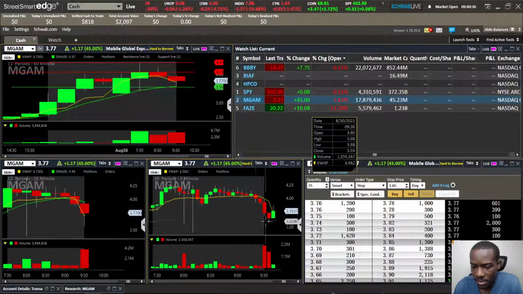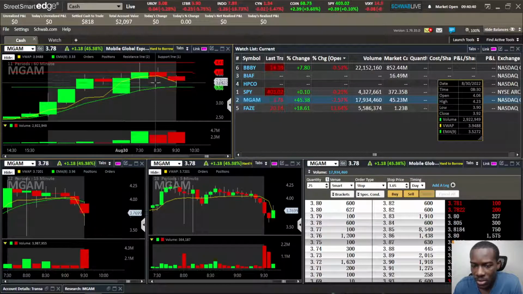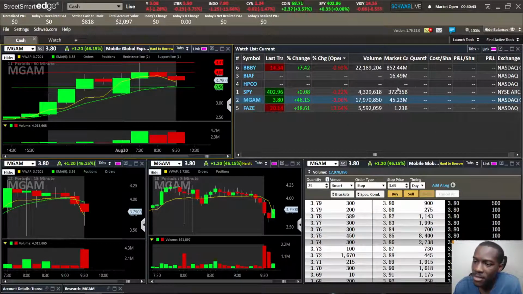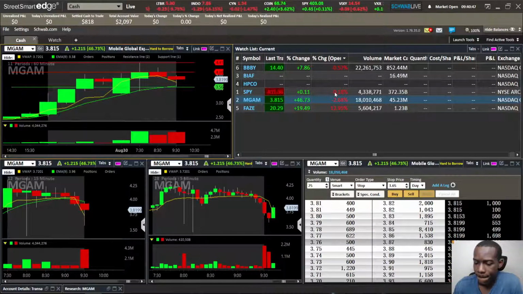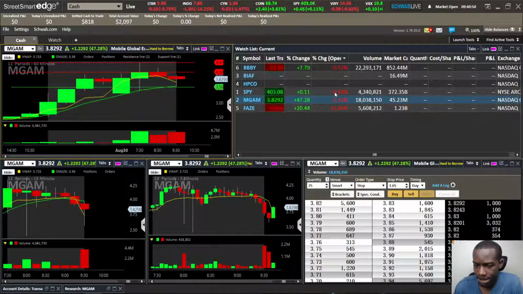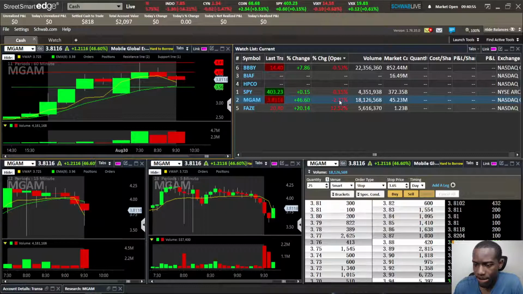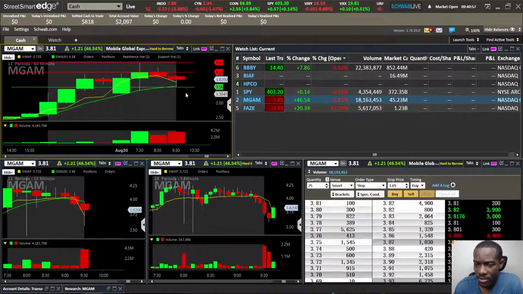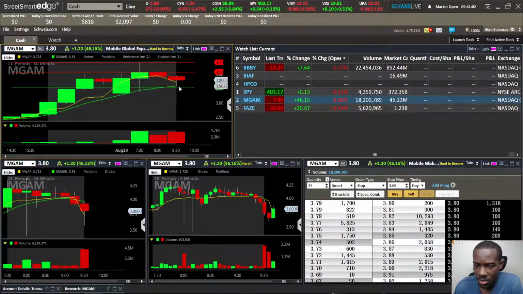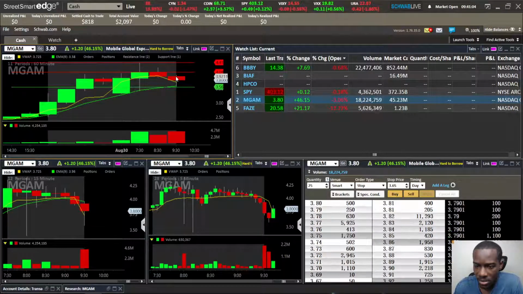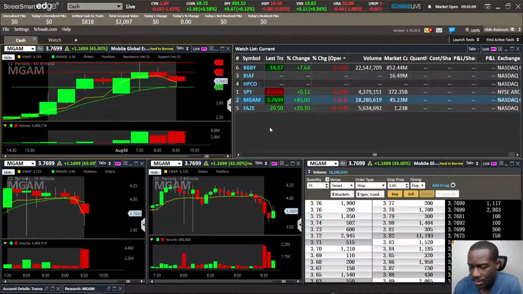MGAM getting a little bit of a pop there, but still nice and red on the day. This hour candle showing a little bit of buying pressure in here, but I will wait for this hour candle to close. Can it come back green and start to hold above all of this buying pressure? If it were to go green here, that's 359 up to the 392. That's a 40 cent buying pressure right there.